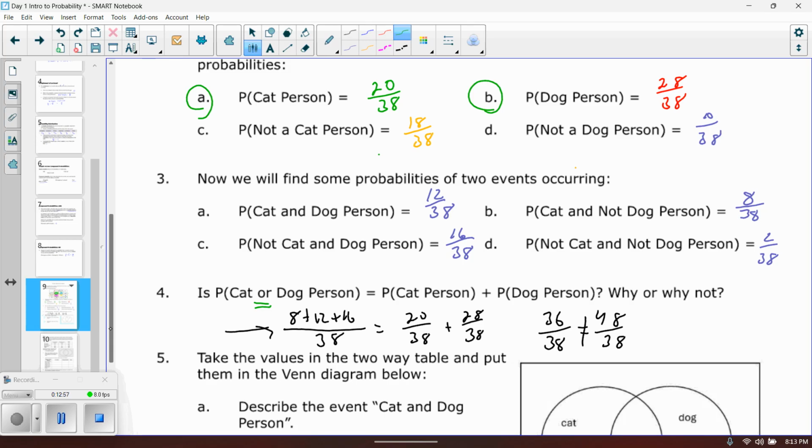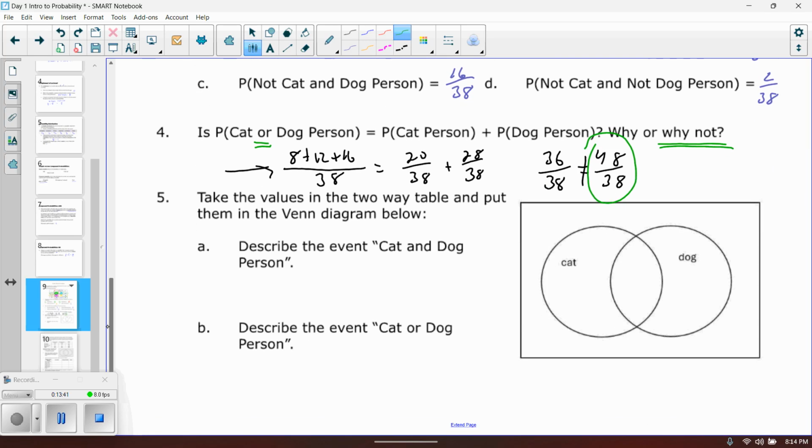And what we'd have to do is try and figure out a way to eliminate the overlap. That's kind of difficult to do, but it can be done using different methods. So in this case, for the why not, I'm not writing all that out, but it's because of the overlap of the dog and cat people that these don't work out. And the probability of the cat person plus the probability of the dog person being 48 out of 38 makes absolutely no sense because that's more than 1, and you can't have a probability that adds up to be more than 1. So 48 out of 38 just doesn't make any sense.